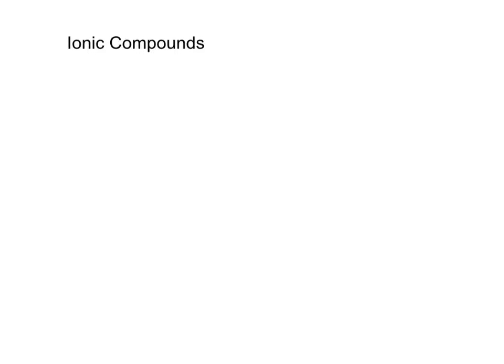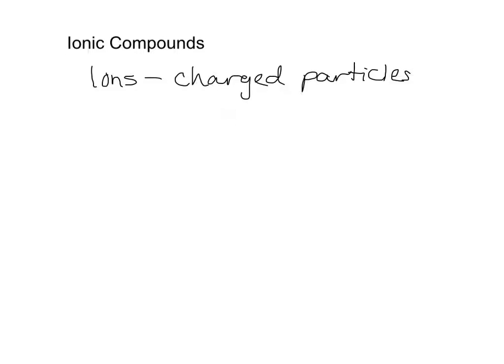In this segment, we're going to talk about ionic compounds, and more specifically, naming ionic compounds. So, quick review, ionic compounds are made of ions, and ions are basically charged particles. You can think of them as charged atoms, if that helps you. They are atoms that have gained or lost an electron or electrons.